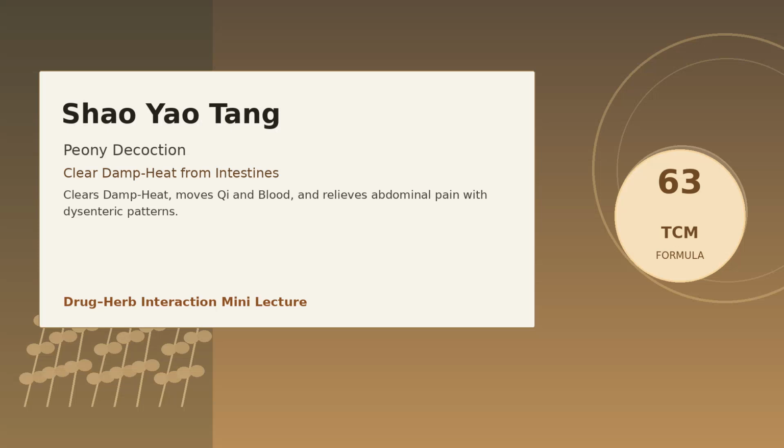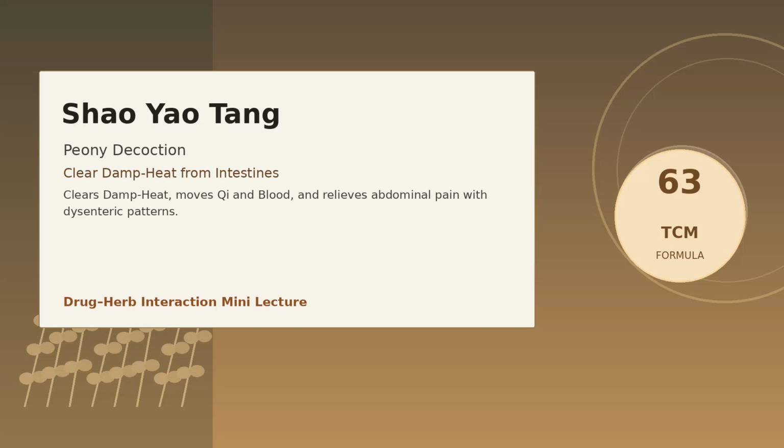Shao Yao Tang, commonly translated as peony decoction, is a classical traditional Chinese medicine formula in the category clear damp heat from intestines. Its core action is to clear damp heat, move qi and blood, and relieve abdominal pain with dysenteric patterns. The pattern framework is damp heat dysentery with qi and blood stagnation. This mini-lecture focuses on the formula logic, recognizable pattern features, and practical drug-herb interaction screening.